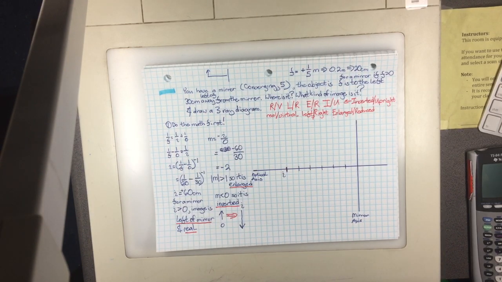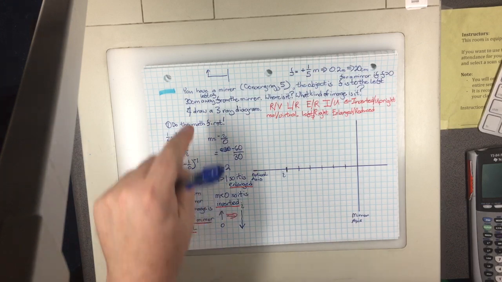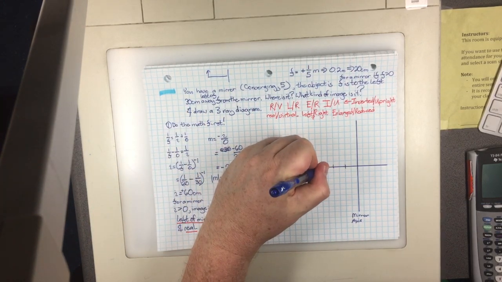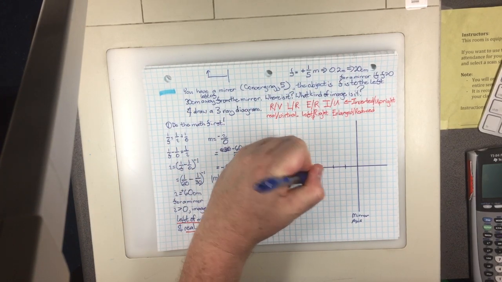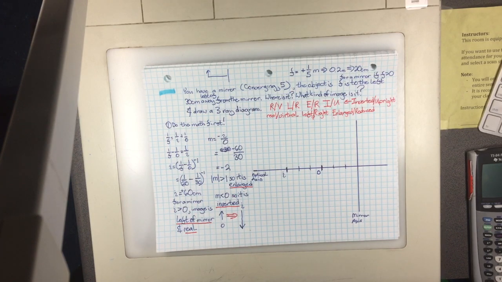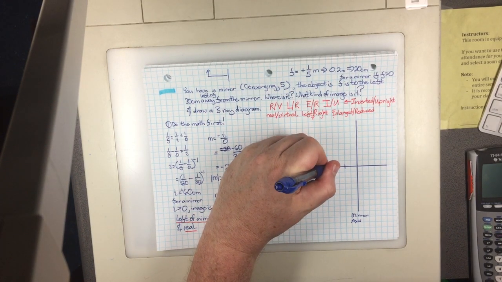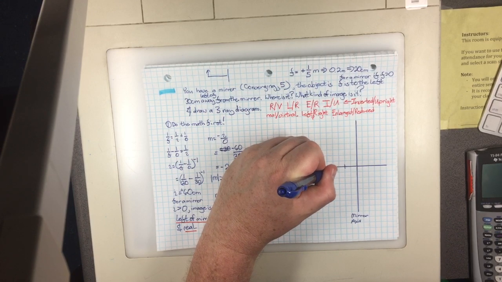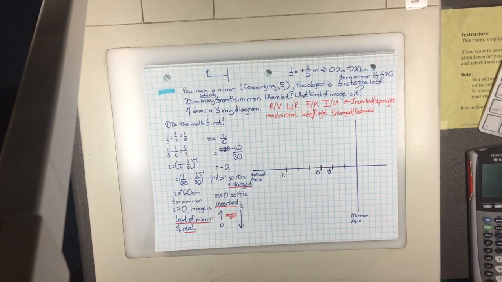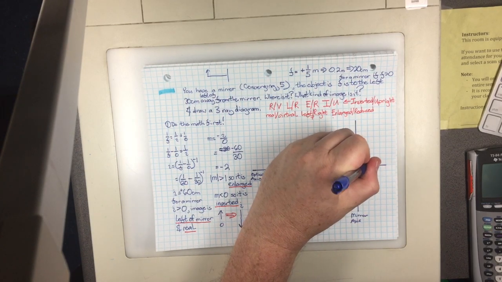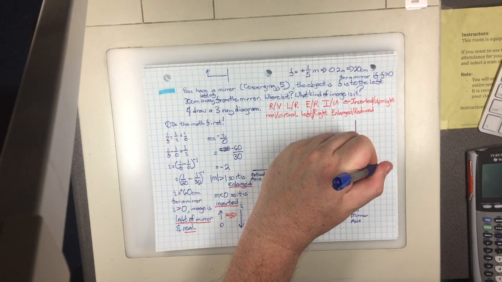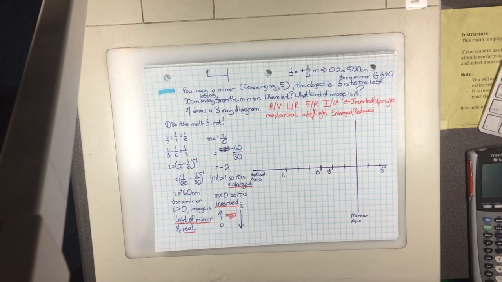I don't draw it quite yet. I know my object is 30 centimeters away, so I draw my object. I know my focal length is at 20, so I draw the focal length there. Now, I mark F prime if it's useful, though a lot of times it's not even used. It's not going to be used in this case.